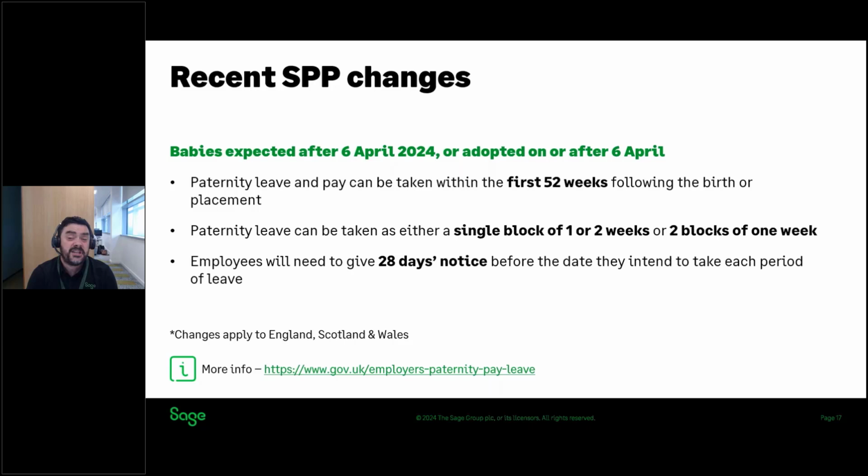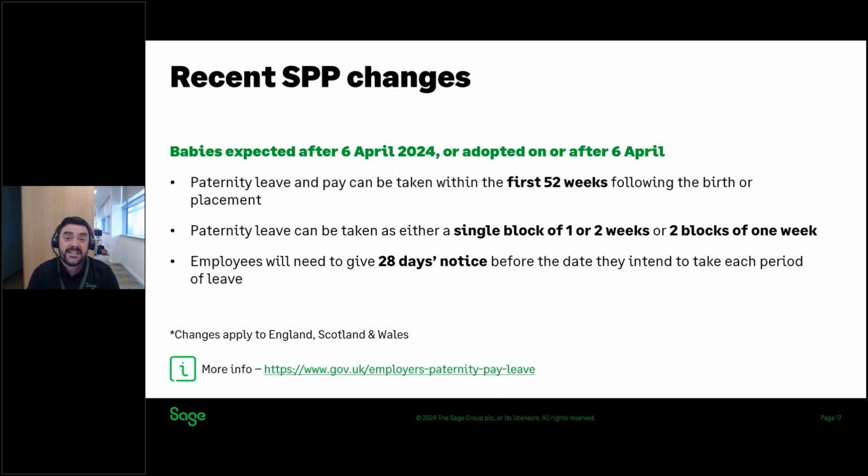The change is that paternity leave and pay can now be taken within the first 52 weeks following the birth or placement, where previously it had to be taken within 56 days. It's also been made more flexible, so the leave can be taken as either a single block of 1 or 2 weeks, continuously, or can now be taken as 2 separate blocks of 1 week of leave.